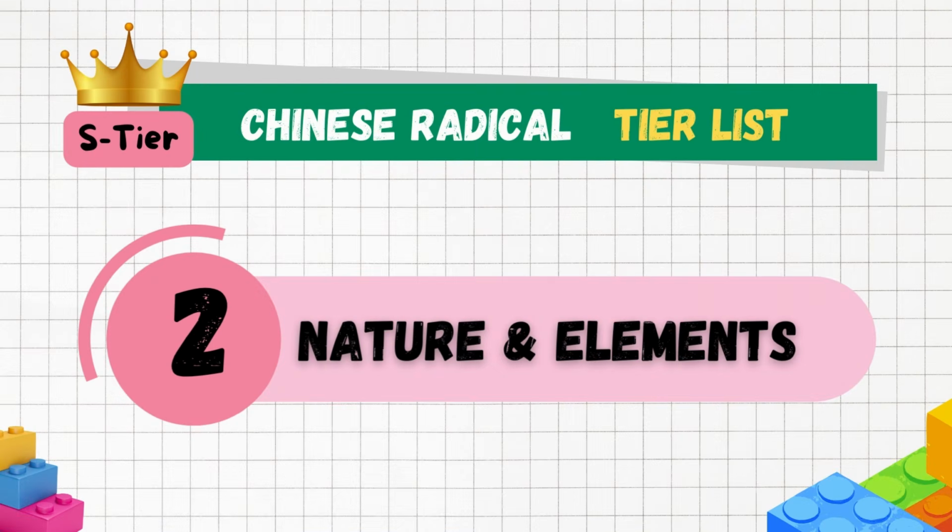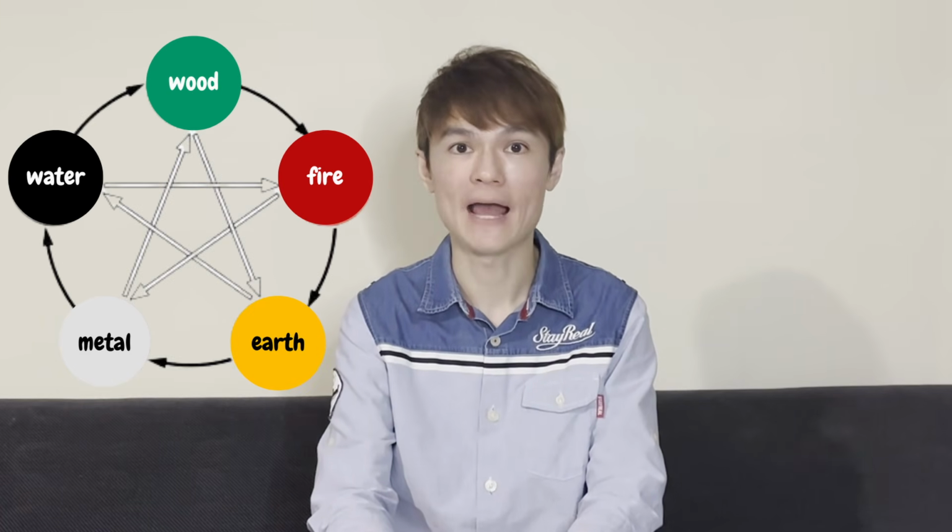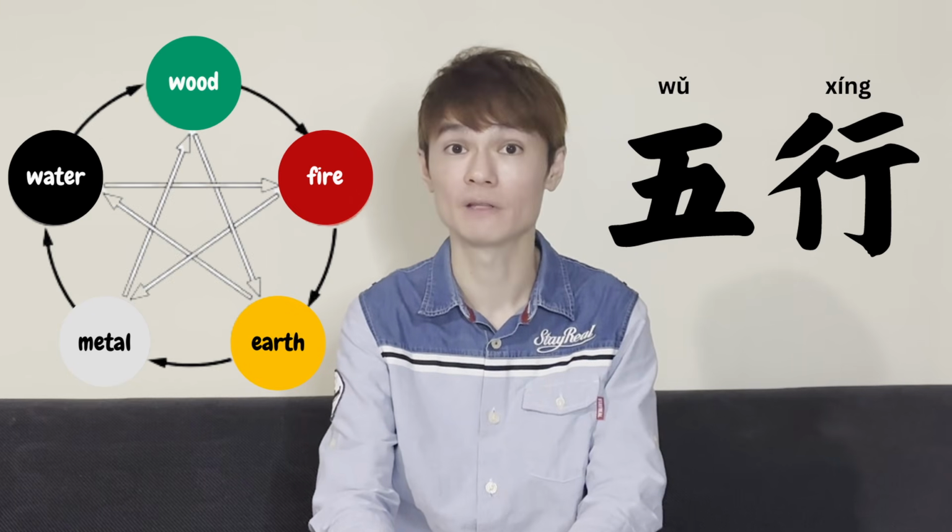We usually see their variant forms when they are used as radicals to combine with other components to form new characters. The next category is nature and elements. The first 5 are coincidentally the 5 elements also known as 五行 in Chinese philosophy.